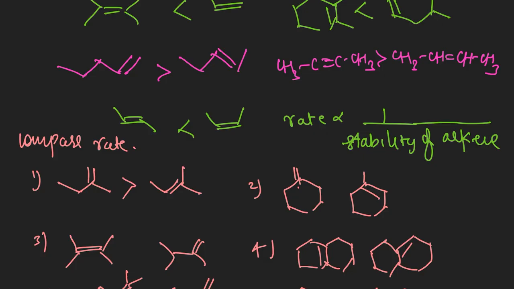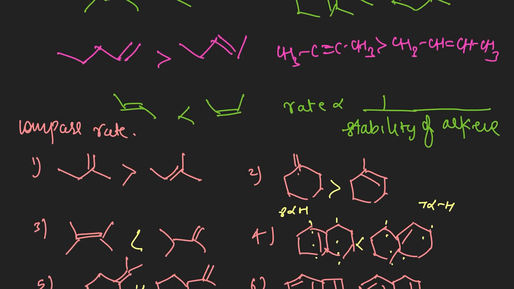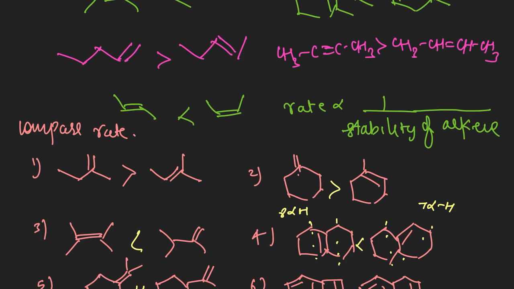have more rate. Third we have less stable. Fourth also, it has 1 2 3 4 5 6 7 8, it has 8 alpha hydrogen. It has 1 2 3 4 5 6 7, 7 alpha hydrogen. So the rate will be more in the case of 7. Again we will be counting the alpha hydrogen. So second will have more rate. In the sixth question, what we have is the first compound is anti-aromatic. This is an anti-aromatic ring, and this is non-aromatic. So anti-aromatic is less stable because we have seen in aromaticity.